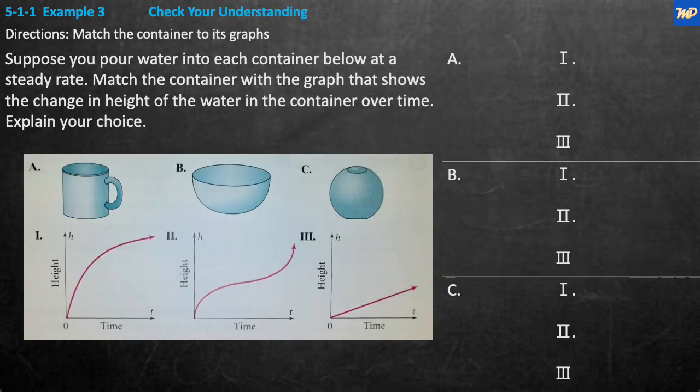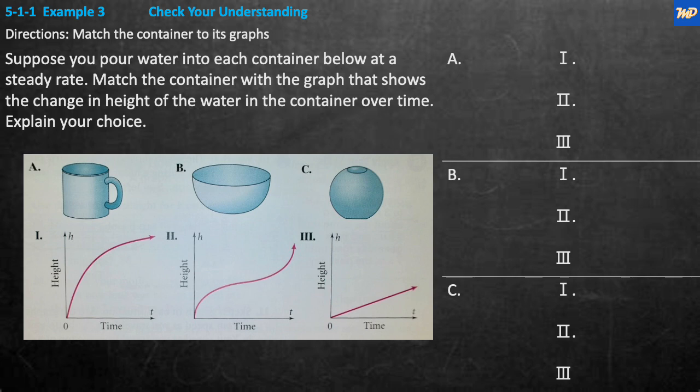Okay, example 3, check your understanding. Match the container to its graph. Suppose you pour water into each container below at a steady rate. And it's important, the water has to be going in like water out of your faucet, right? You keep it at one speed. The water is going into your glass, your cup or your bowl or whatever it is, at a constant rate. And we're looking at how fast the water's rising in your container.